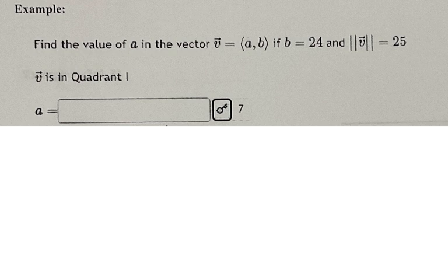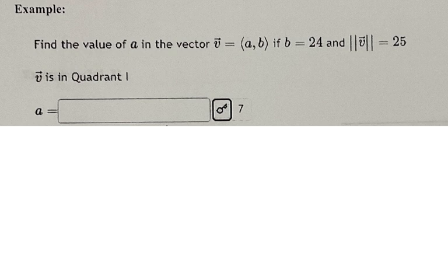Here we go. Find the value of A in the vector V equals A comma B. So I'm looking for A. It tells me B value is 24, and it tells me the magnitude is 25. Does anybody recognize this Pythagorean triple? Yeah, this is one of the more obscure ones. 13, 24, 25? It's not 13. And so if we don't recognize it, then let's just pretend like we don't know it.